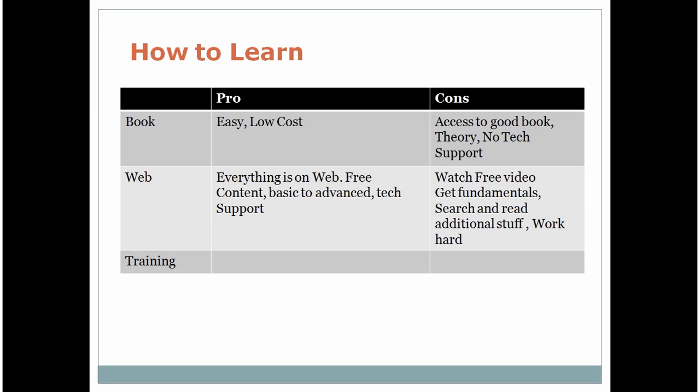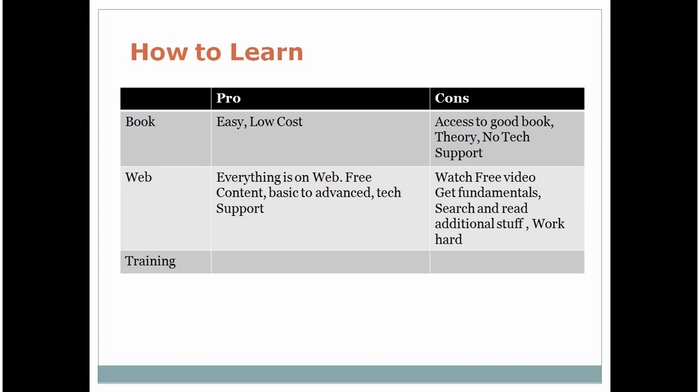Advantage of a book is that it is easy to read and low cost. You buy a book, start reading, your learning curve starts. Disadvantage is that access to a good book is difficult, especially for open source technologies. It provides only the theory. If at any point you are stuck, you are not able to understand a concept, there is no tech support which can help you. Right.